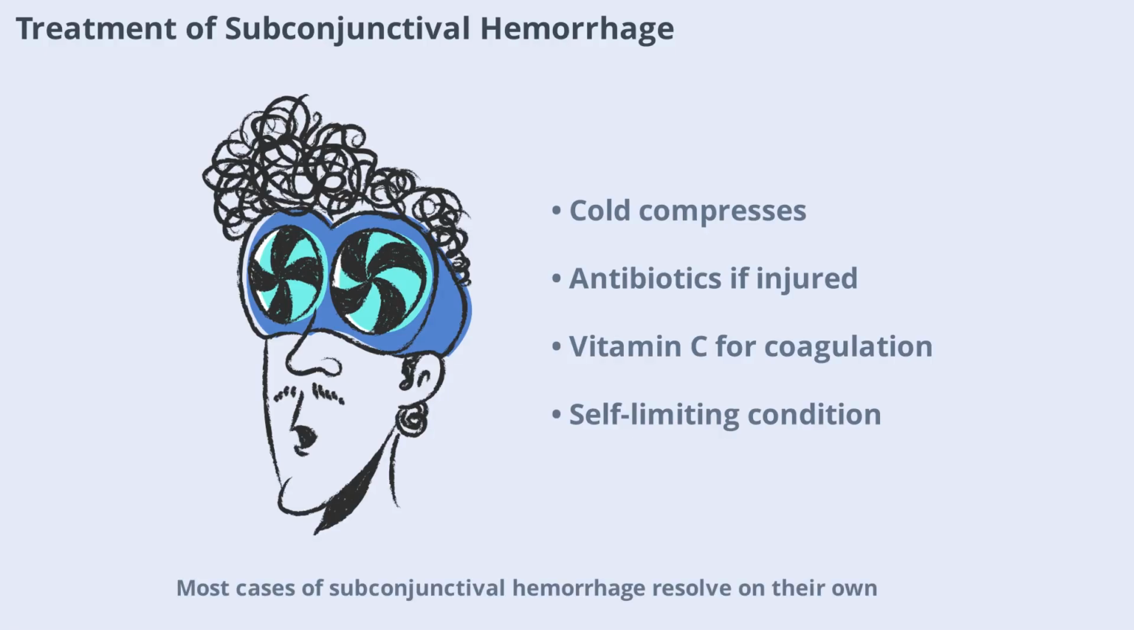Most cases of subconjunctival hemorrhage resolve on their own within 1 to 3 weeks without leaving any trace. Immediate cold compresses can help stop the bleeding, and antibiotic eye drops may be used if there is direct injury to prevent infection. High-dose vitamin C aids in coagulation, and treating any underlying causes is important. Patients should be reassured that this condition is not serious and will resolve naturally.